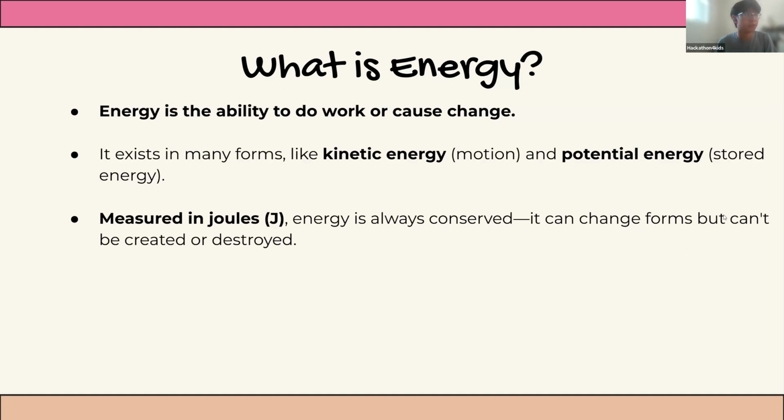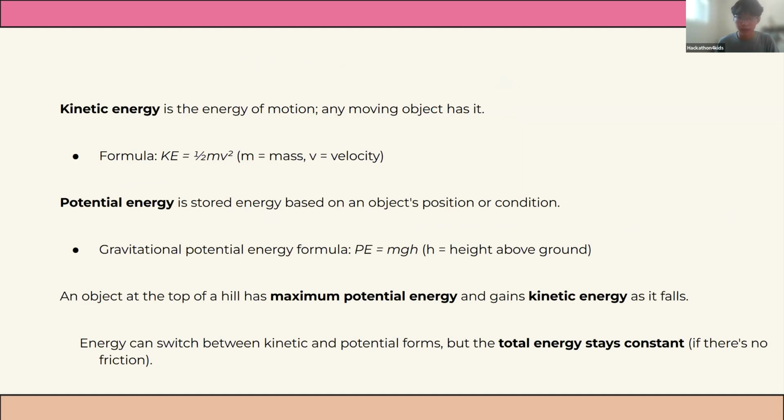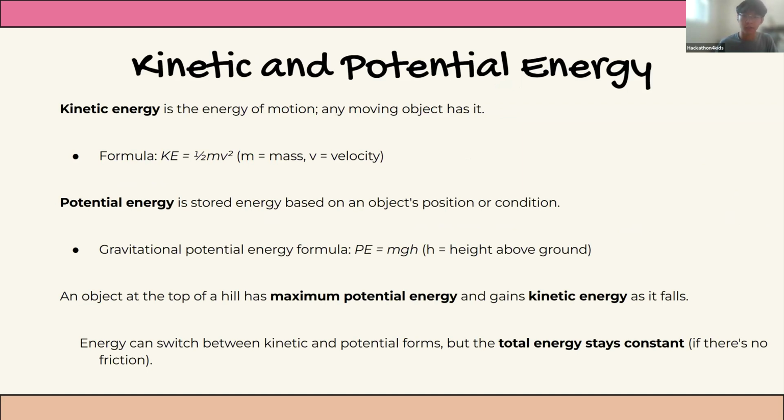Okay, so let's talk about kinetic and potential energy. Let's start with kinetic energy. Kinetic energy is the energy of motion, so any object that is moving will have kinetic energy. And kinetic energy depends on both its mass and velocity, as seen by the formula. So the faster an object moves or the more mass it has, the more kinetic energy it will have.